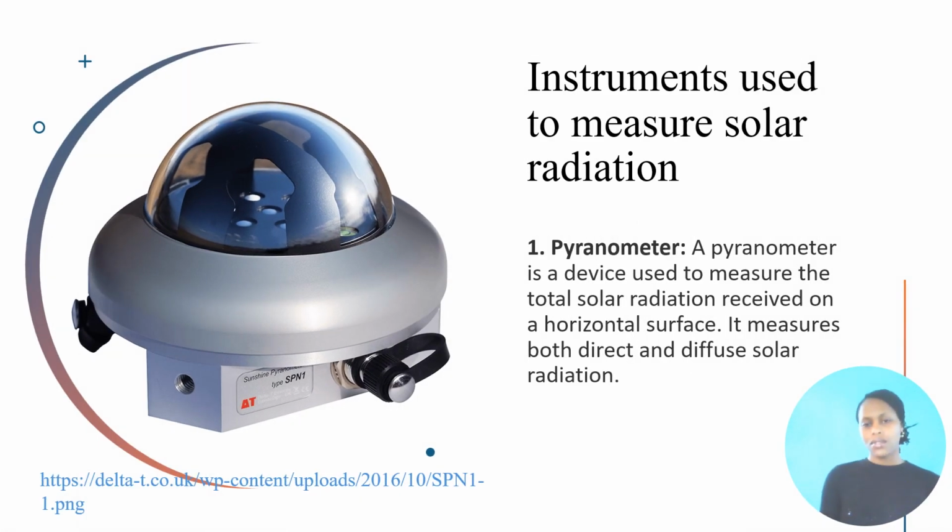After seeing the source of solar radiation on the Earth, we have instruments used to measure solar radiation. The first one is the pyranometer. A pyranometer is a device used to measure the total solar radiation received on a horizontal surface. It measures both direct and diffuse solar radiation.